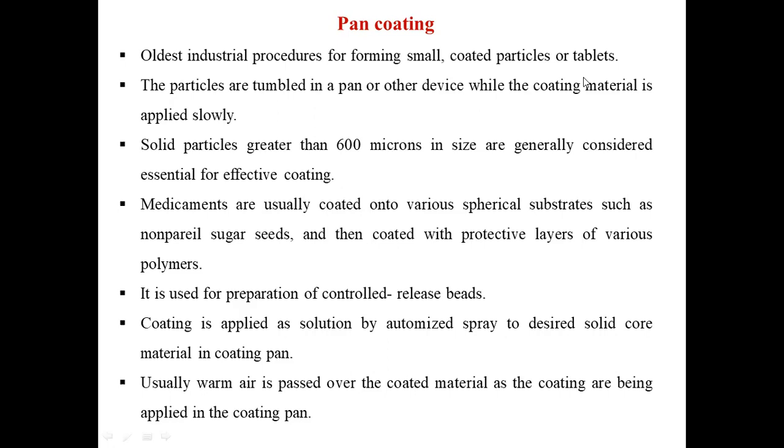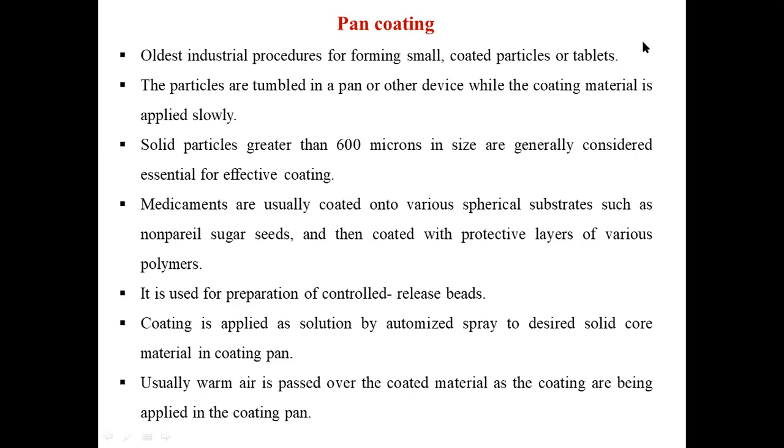The first method that we are going to discuss in today's lecture is the pan coating method. So pan coating, as we already studied in the tablet coating process, the same process is applied here for the coating purpose. In most cases, the coating equipment that we use includes different pans, like a standard coating pan, a perforated coating pan, or a fluidized bed coater.